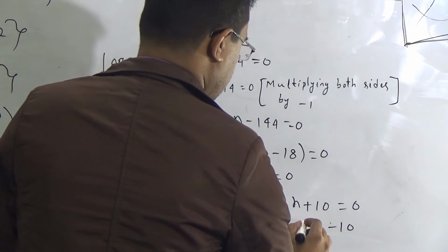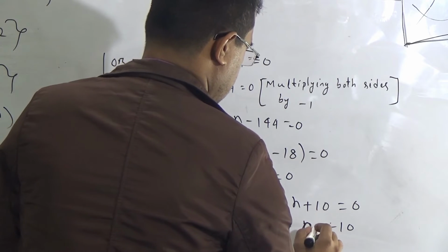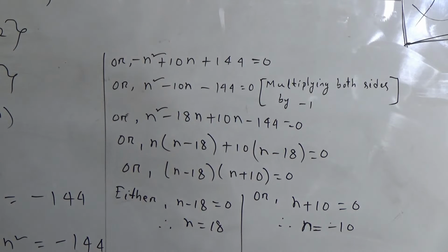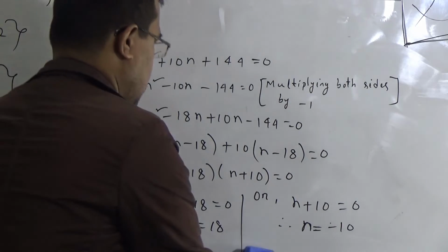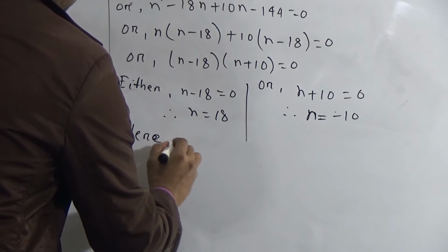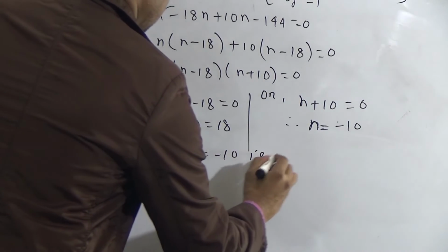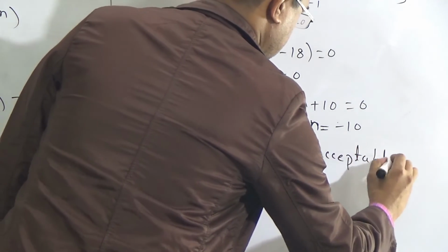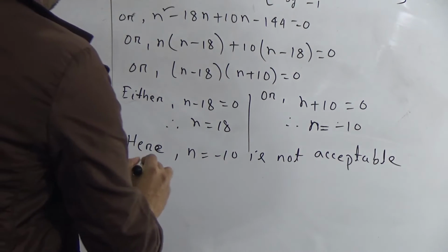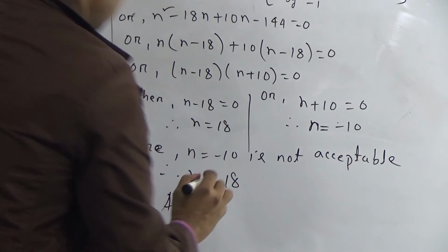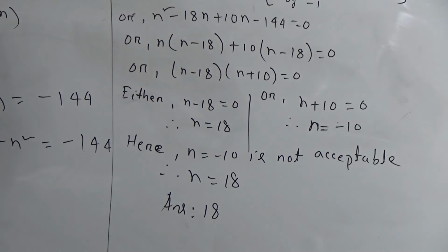Dear students, the number of terms of any series cannot be negative, so n equal to minus 10 is not acceptable. Therefore n equal to 18 and the answer will be 18. Okay dear students, you have solved number 15. Now we'll solve number 17.